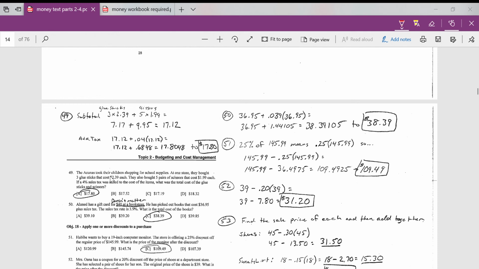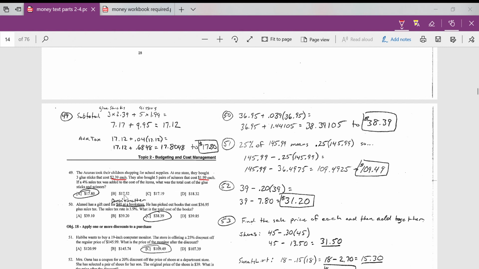Number 49. There's just 2 things going on here, so we got to make sure. They're shopping for school supplies. At one store, they bought 3 glue sticks that cost $2.39 each, so that's going to be important. They also bought 5 pairs of scissors that cost $1.99 each. If there's 4% sales tax added to the cost of the items, what is the total cost?